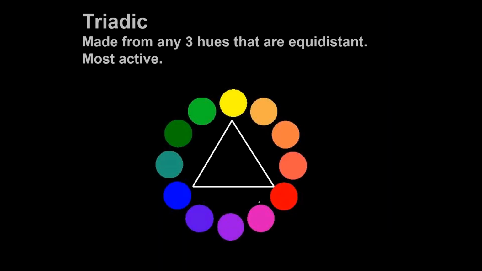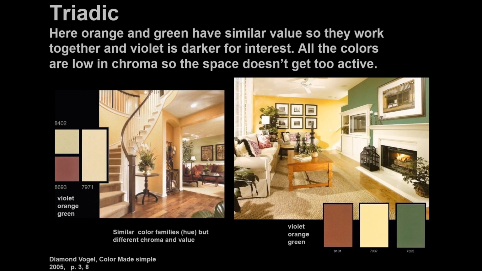Finally, a triadic scheme is from hues that are equidistant from each other. And one of the most common triadic schemes is yellow, blue, and red. Here are two examples of triadic schemes. They both use violet, orange, and green, the secondary colors.